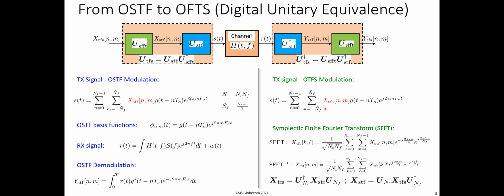In OTFS, it's actually the same modulation scheme. The symbols are different, and they are related to the STF symbols through a two-dimensional Fourier transform, or symplectic finite Fourier transform, SFFT. And that's what's shown here. If you look at the symbol matrices, you're hitting them on the left and right with the unitary TFT matrices. And so that's these extra unitary matrices. If you sandwich the OSTF system between those, you get the OTFS system. And this is the relationship between the two unitary transforms for the two modulation schemes.